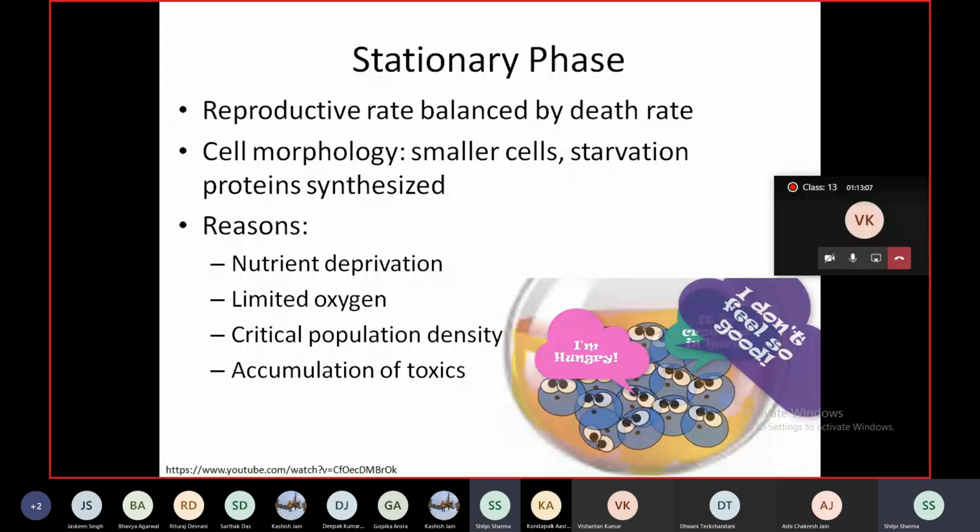To protect the DNA from damage, it becomes bound to special proteins called DNA binding proteins from starved cells, or DPS. So the DNA is also protected. All these changes facilitate the cells to survive for a longer period of time under adverse conditions.